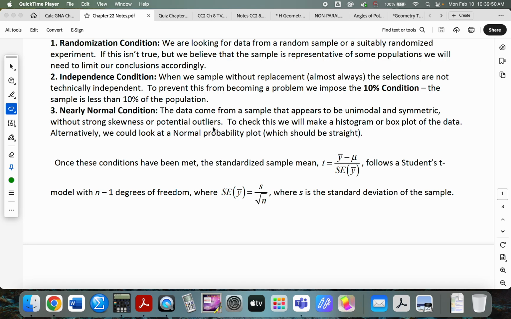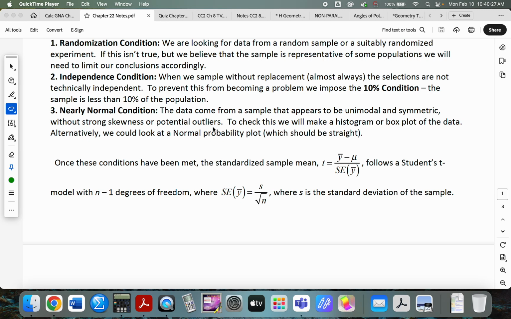The independence condition: we're sampling without replacement, which is almost always what you're doing when you're taking a sample. The selections are not technically independent. To prevent that from becoming a problem, we impose that 10% condition. Notice that if you're doing an experiment, you just want to say somewhere in there that it's reasonable to assume that each individual we're using in our experiment has results that are independent from one another, that they don't depend on each other.